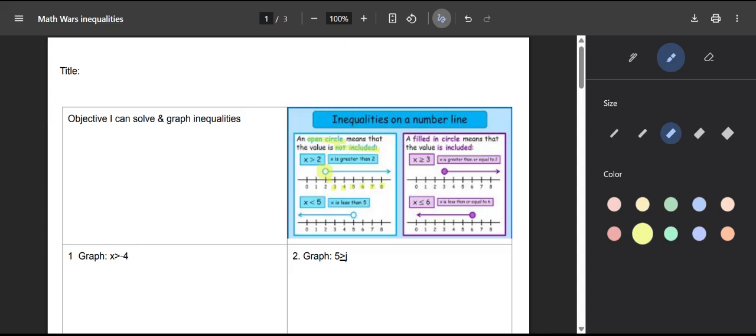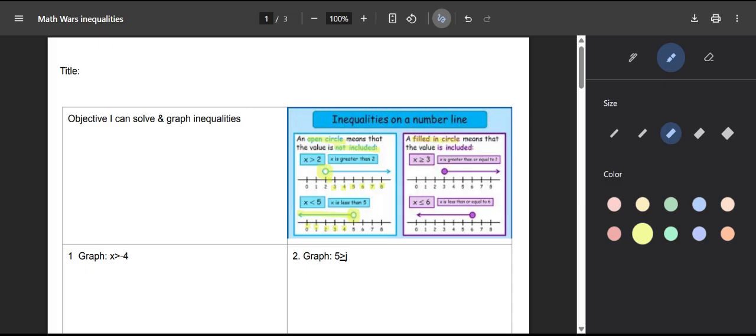Same thing for x is less than 5. We're going to use an open circle on 5, and we'll color in everything less than that to show 0, 1, 2, 3, 4 is fine, 4.5 is fine, 4.99999 is fine, but we can't hit 5.